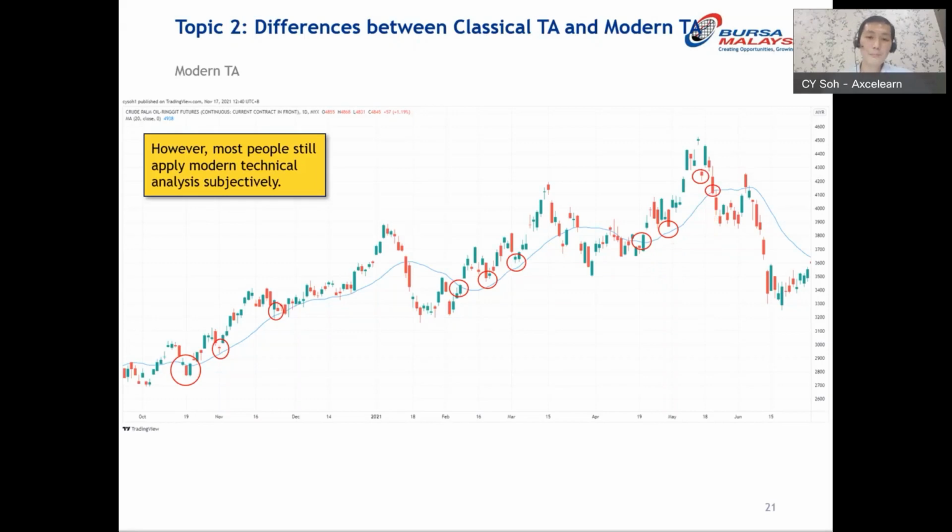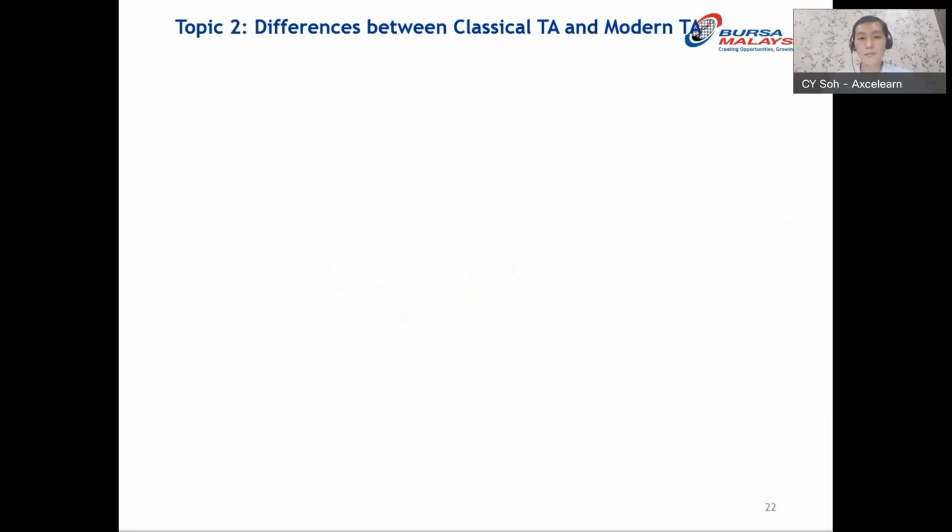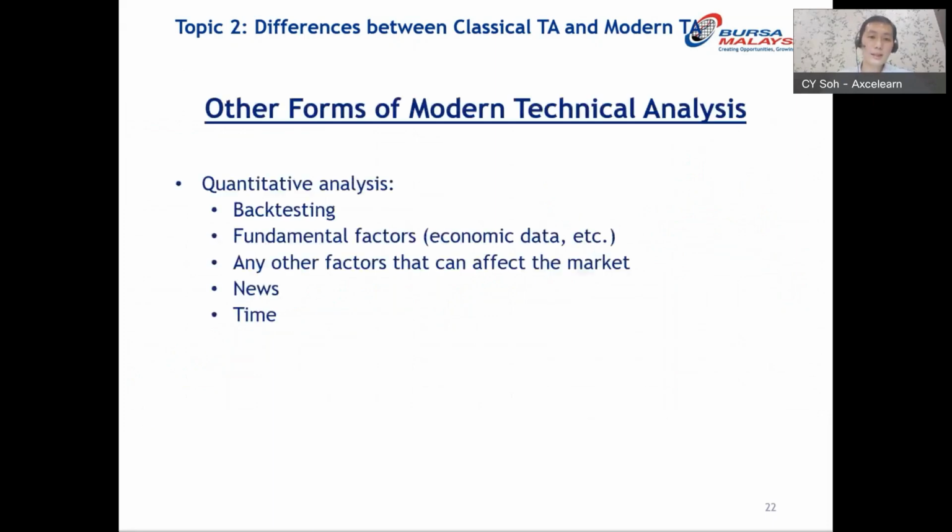Now, there are other forms of modern technical analysis, which is quantitative analysis. A lot of people would say that quantitative analysis seems to be a very complicated analysis in terms of trading, but in fact, it's not. Technical analysis itself, especially the modern technical tools, are actually quantitative tools. Moving average is based on mathematics and statistics. It is based on quantitative analysis. Your MACD, your RSI, your stochastics, all of them are actually quantitative analysis already.